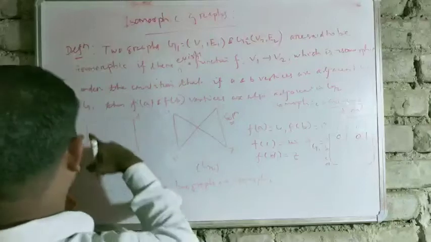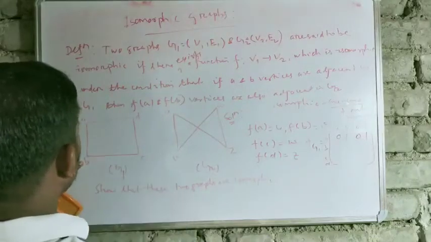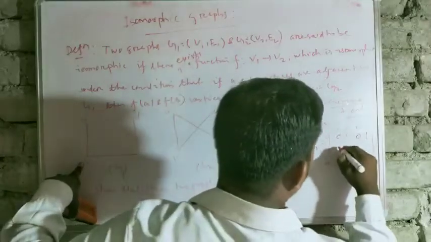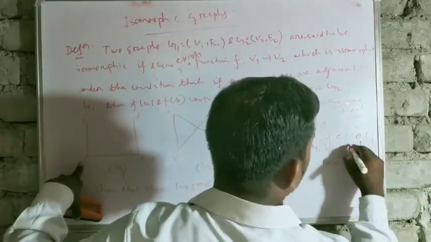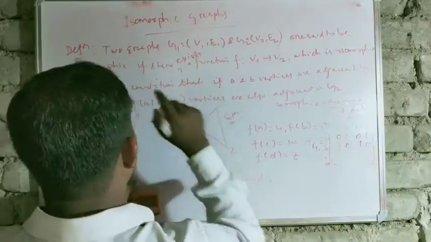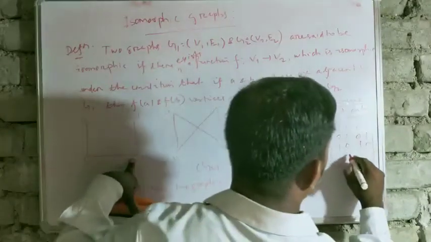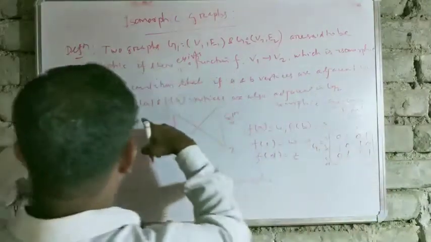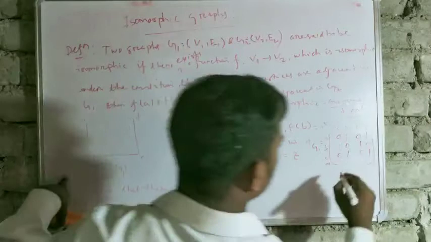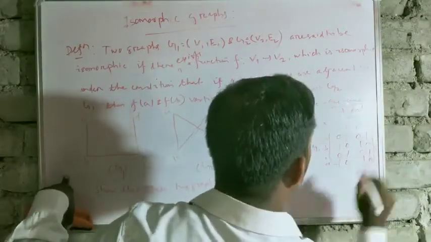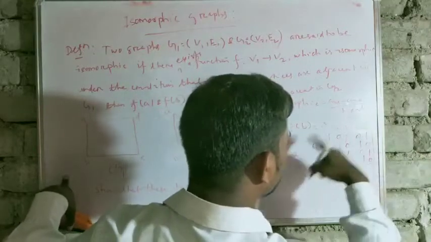Similarly, B is connected to A and C, so for A and C you will give 1, others are 0. For C, only B and D vertices are connected, so for B and D you will give 1, others are 0. Similarly for D, only A and C are connected, so for A and C you will give 1, and for others 0. So this is the adjacency matrix of G1.